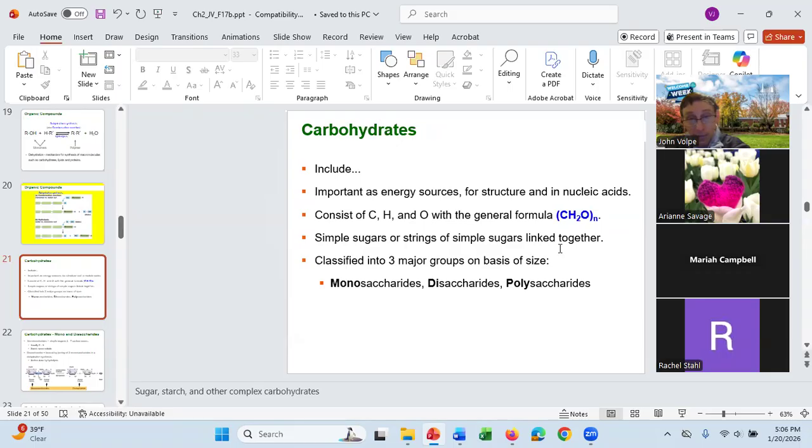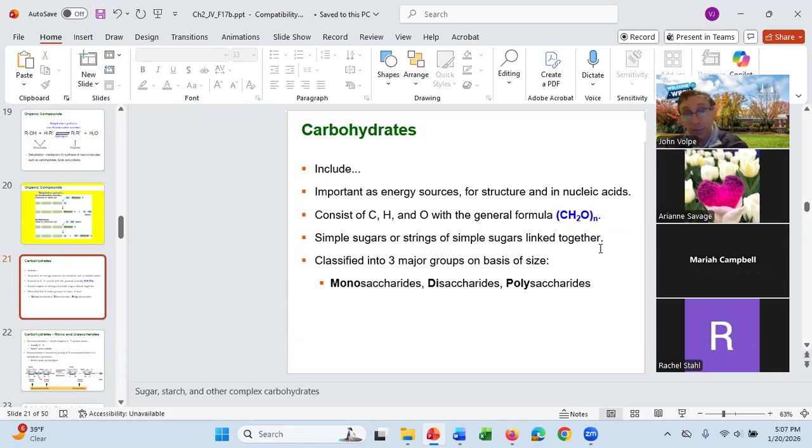They always are of the general formula: for every one carbon, there's two hydrogens and one oxygen. And for a carbohydrate, you just have this CH2O, and then you repeat that n times to make the carbohydrate. For example, glucose, as well as fructose for that matter, is going to be CH2O with an n of 6, meaning glucose is C6H12O6. Any question about any of that?